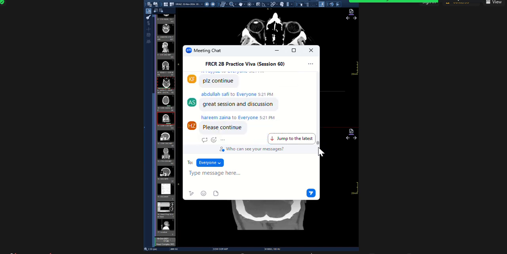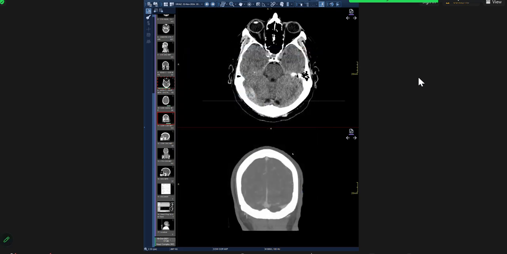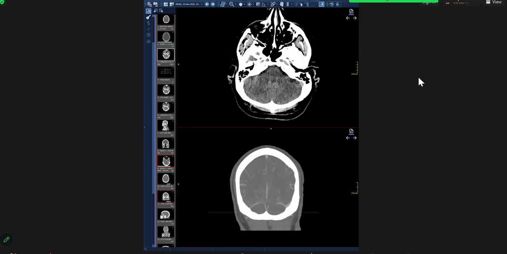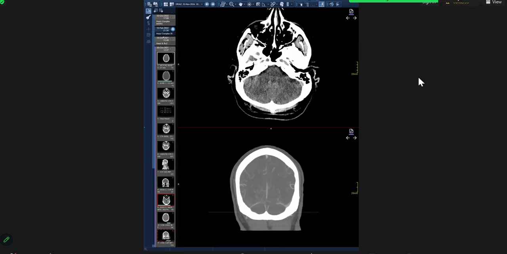Okay. And what else? I would also want to do the MR of this patient to see any infarct in the adjacent brain parenchyma, as the posterior fossa is not well visualized on CT.